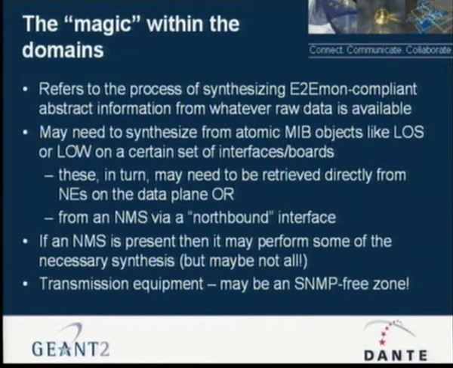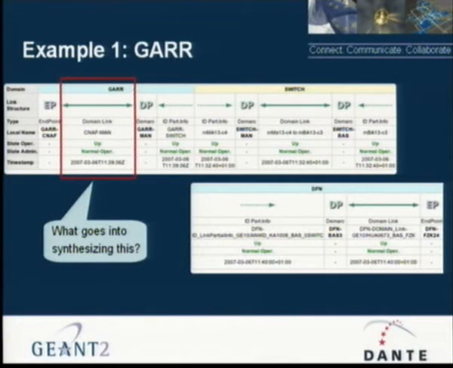If the network management system is present, then it might do some of this synthesis for you, or it might not. It might just do it partially, and that's the case for Géant. And bear in mind, if we're talking about wavelengths, we're talking about transmission equipment, so it may even be an SNMP-free zone entirely. So I have two examples of this magic within the domain.